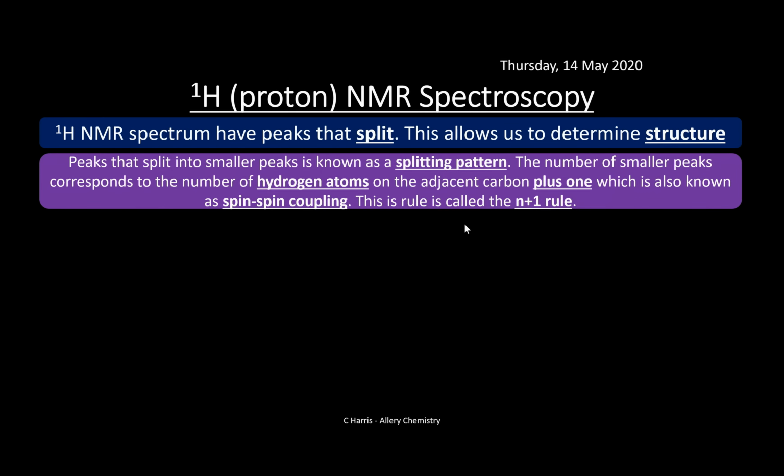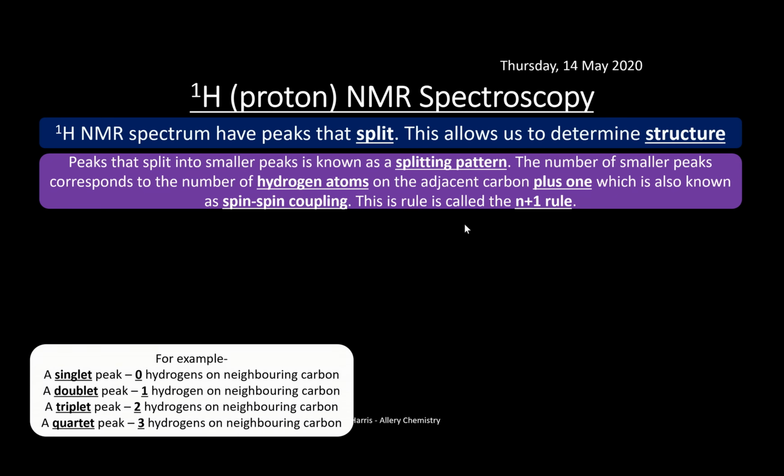So peaks that split into smaller peaks are known as a splitting pattern. Okay, and so the number of smaller peaks corresponds to the number of hydrogen atoms on the adjacent carbon plus 1. Okay, and we call that spin-spin coupling. Right, so this is a bit tricky, isn't it? So this rule is called the N+1 rule. Okay, so let's go through it. We'll go through it step by step, okay?